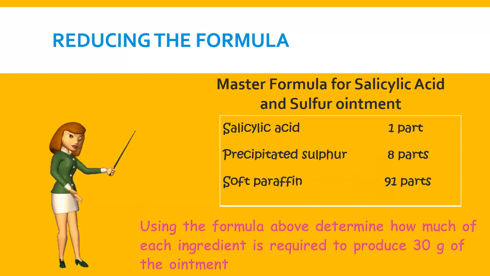If you look at this, it means then that the whole or the total number of parts will be 100. That means my salicylic acid and sulfur ointment will be 100 parts, and in that 100 parts, you're going to find 1 part of it being salicylic acid, 8 parts being precipitated sulfur, and 91 parts being the soft paraffin, which happens to be the base that's carrying the active ingredients.